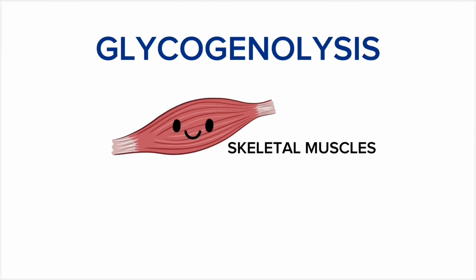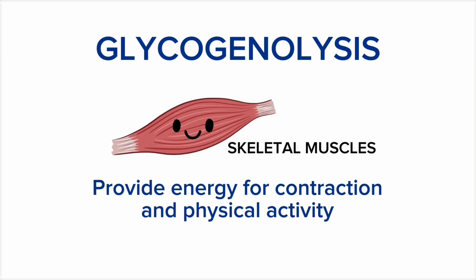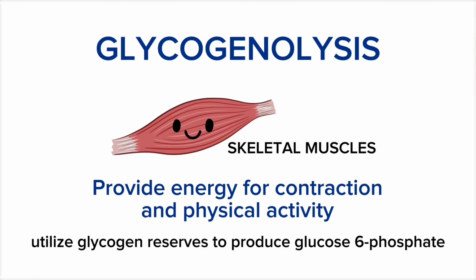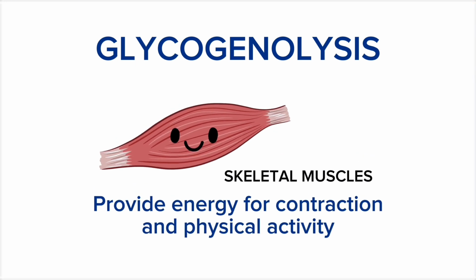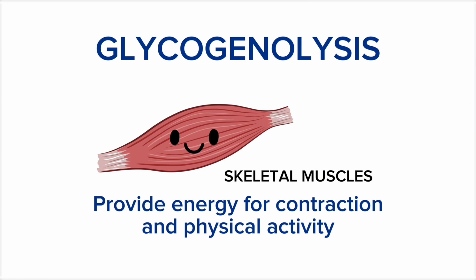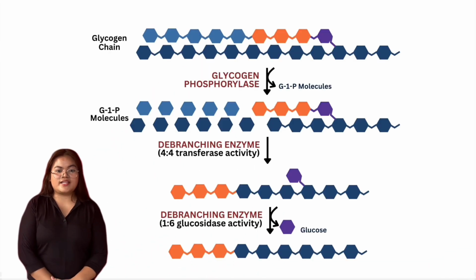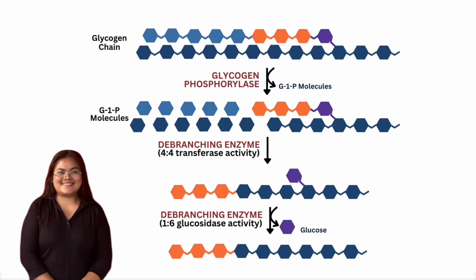In skeletal muscles, glycogenolysis provides energy for contraction and physical activity. Muscle cells utilize their glycogen reserves to produce glucose 6-phosphate, which enters glycolysis to generate adenosine triphosphate, or what we know as ATP, for immediate energy. Unlike the liver, muscle cells do not release glucose into the bloodstream as they lack the enzyme glucose 6-phosphatase. Let us begin exploring the different steps of glycogenolysis as well as the enzymes involved in the process.